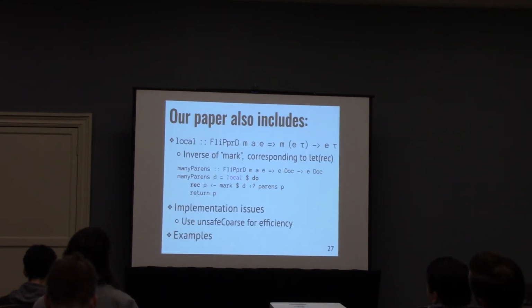Our paper also includes some local definitions. This is the counterpart of mark, corresponding to a let, which allows us to define derived pretty printing combinators like this. We also discuss some implementation issues, mostly for efficiency, and our paper also discusses some much more involved examples.